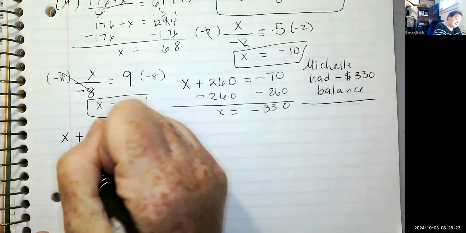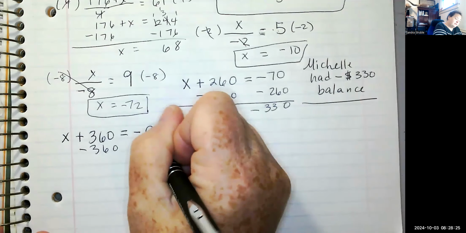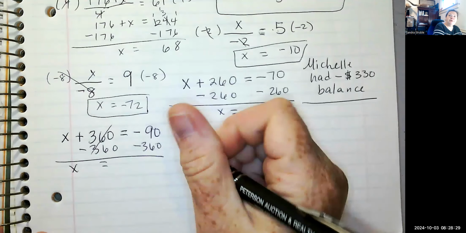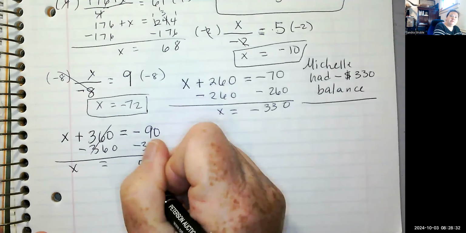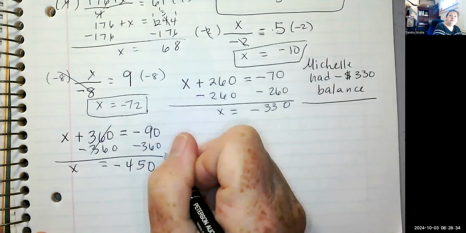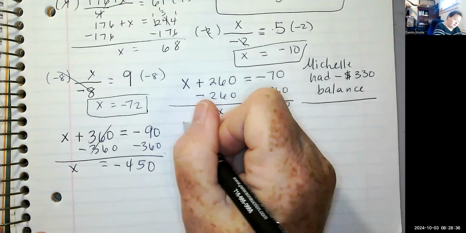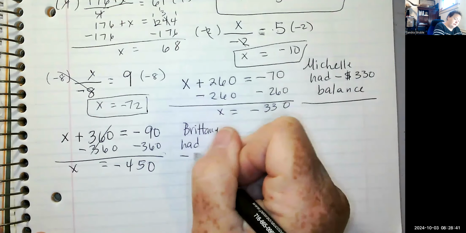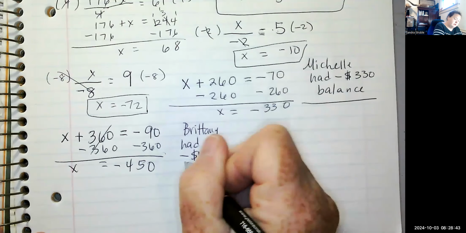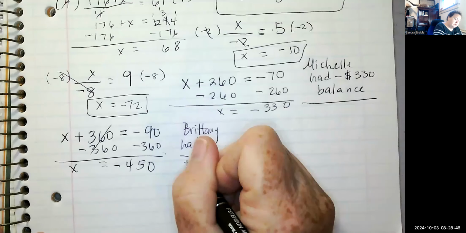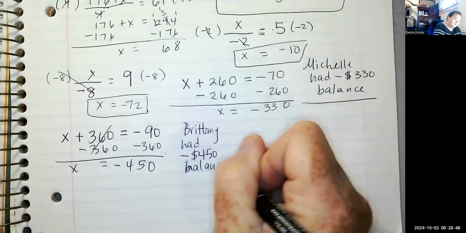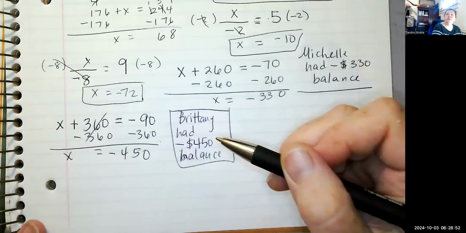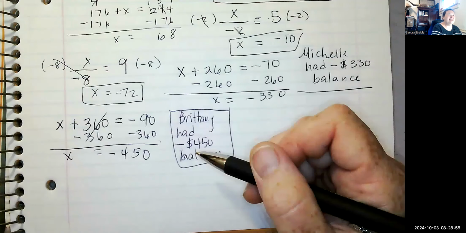So we're going to subtract 360 from both sides. Signs are the same, so we add. Keep the common sign. Who's this? Brittany. Brittany had negative $450 balance, or in her account. Make sure you provide the dollar sign, sentence, the negative sign.